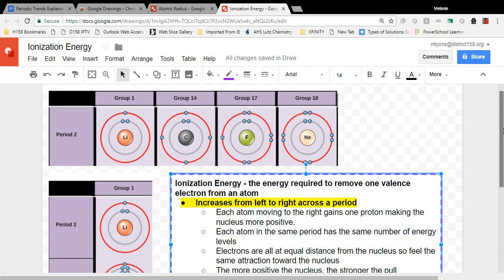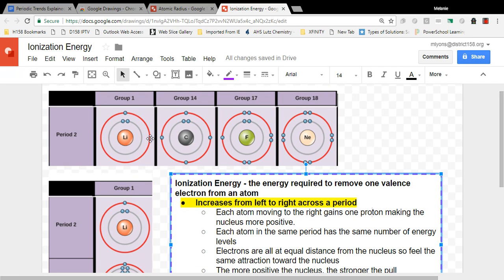Why would that be? Let's think about what's happening as we're moving across a period. We've already talked about this, but I'm going to restate it, reinforce it. Some things that we know: as we move across the period, each atom gains one additional electron, so the nucleus is becoming more positive.